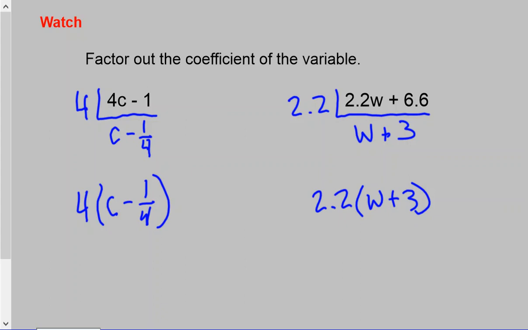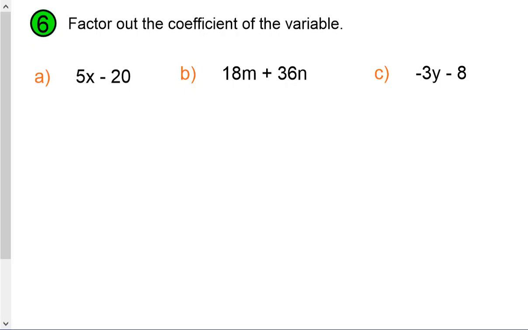Okay, so these are examples for you to watch, and now I got a few for you to try on your own. Alright, so go ahead and try these 3 and then come back and see how you did. Remember, we're factoring out the coefficient of the variable, so the number right next to the variable.